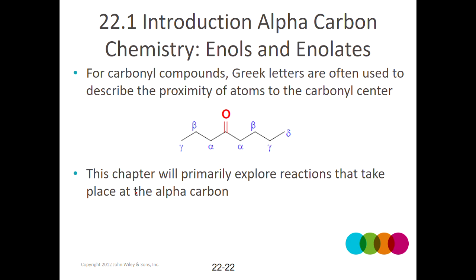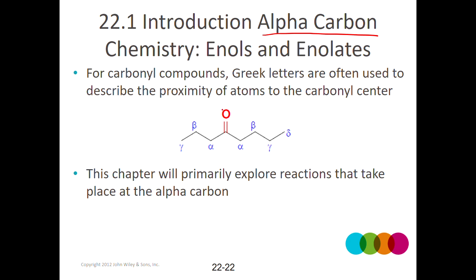And the next section, chapter 22, is about enols and enolates. Reactions that take place at the alpha carbon to a carbonyl. So what does that mean? Well, here we have a description of what that means.